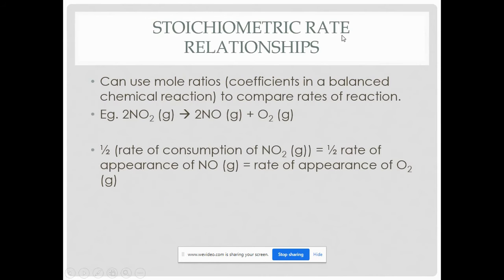Okay, so stoichiometric rate relationships. Basically we're looking at mole ratios in our balanced chemical equation. In this case, NO2 is disappearing to form NO and O2. The rate of disappearance of NO2 is exactly equal to the rate of appearance of NO. Why? Because it's a 2-to-2 ratio. Whereas oxygen is appearing at half the rate as NO2 is disappearing because it's a 2-to-1 ratio. Okay, so that's what this is showing here.